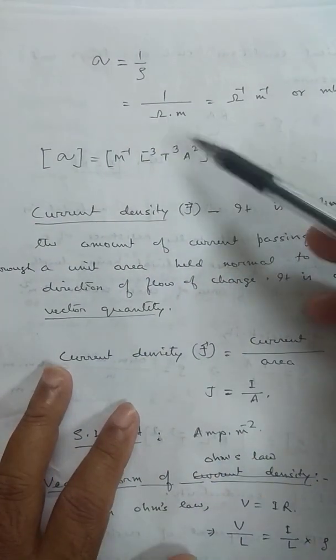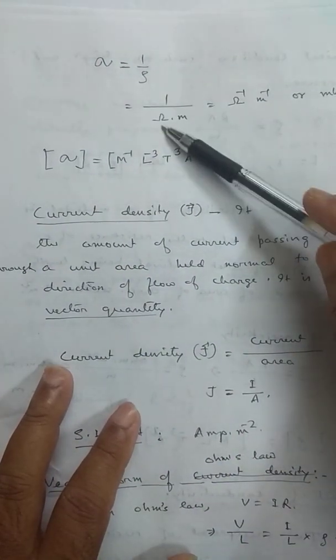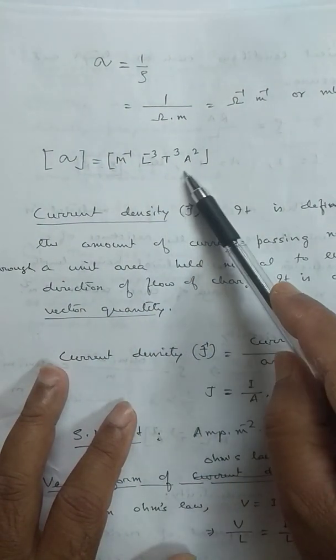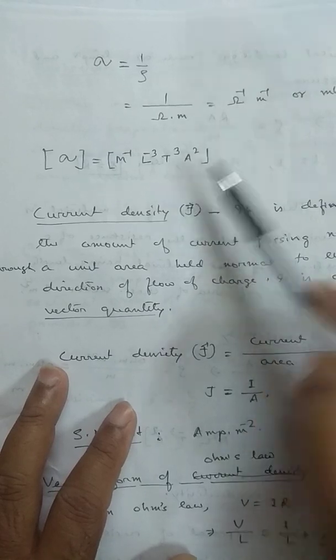That means sigma is equal to 1 by rho. So 1 by ohm meter. That means mho per meter. So this is the dimension of conductivity.